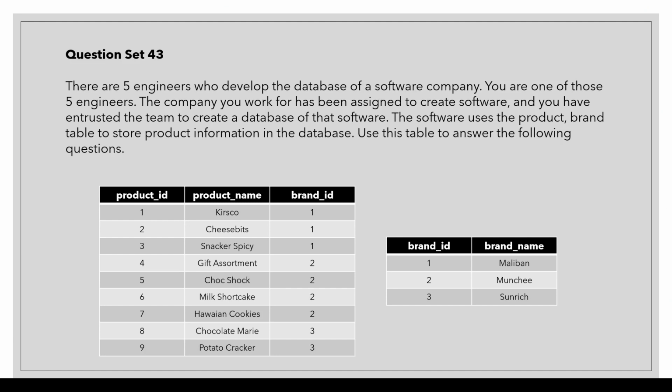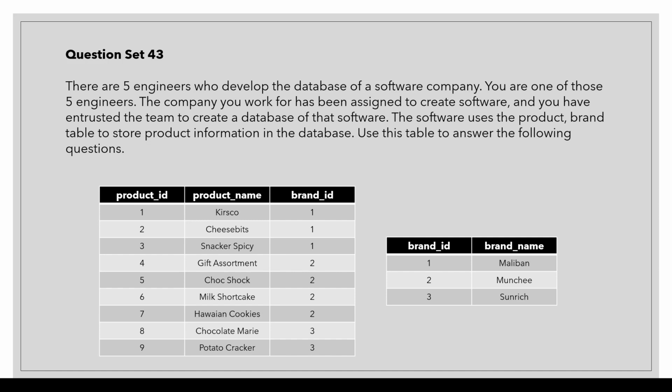There are five engineers who develop the database of a software company. You are one of those five engineers. The company you work for has been assigned to create software, and you have entrusted this team to create a database of that software. The software uses the product brand table to store product information in the database. Use this table to answer the following questions.